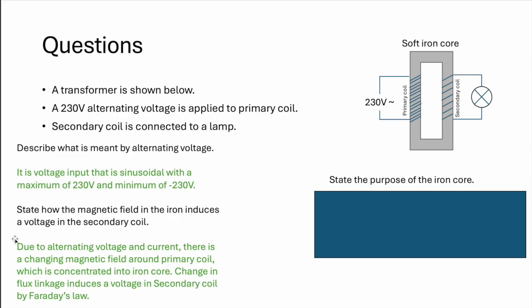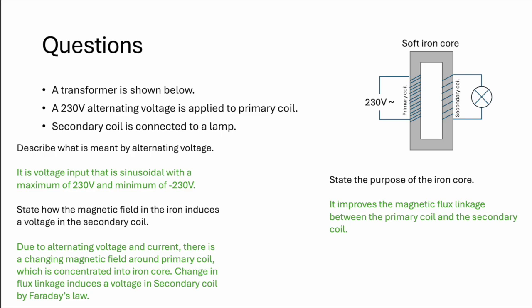Because there's alternating voltage, there will be alternating current and changing magnetic field around the primary coil. This is concentrated into the iron core. The change in the flux linkage produces the voltage due to Faraday's law. Purpose of the iron core is to improve and concentrate the magnetic field lines between the primary and secondary coil.